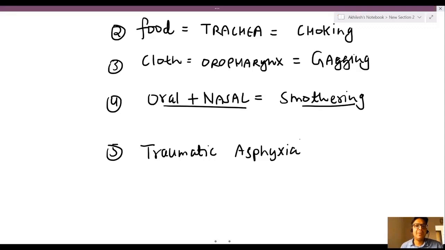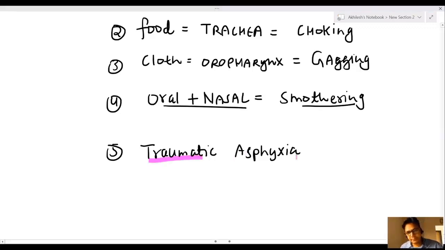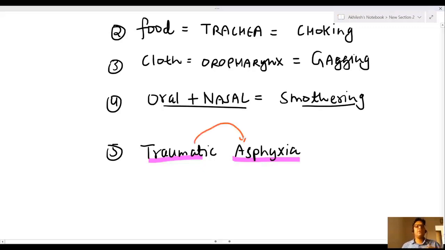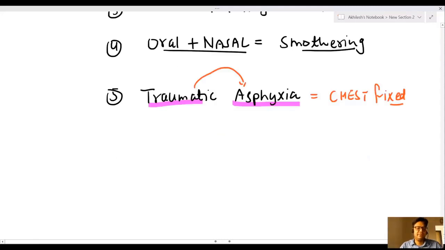Traumatic asphyxia means trauma leading to asphyxia. What happens because of trauma is that your chest is fixed. This is also known as Perthes syndrome.